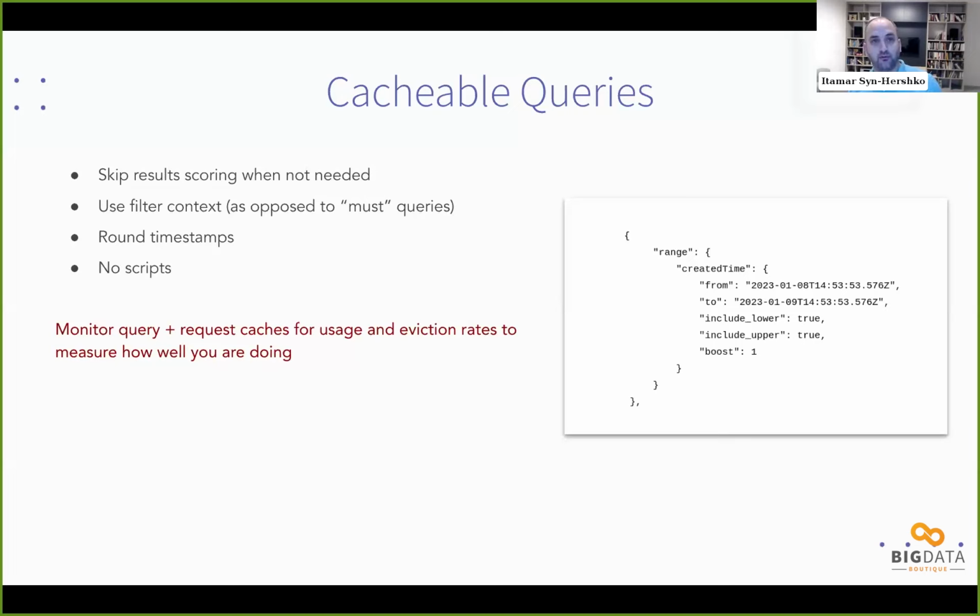To know if you have queries that are applicable to those changes, there are a couple of ways. I'll discuss one of them in the end, but you definitely need to monitor on your cluster the query and request caches. You want to see how memory usage looks and how the eviction rate looks, and then you'll get a good understanding of how well you're doing.